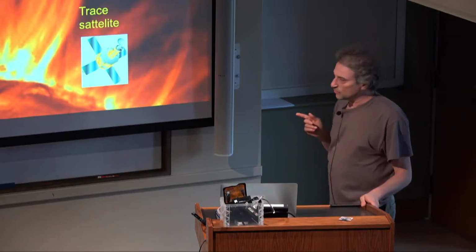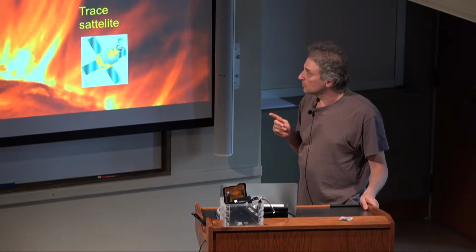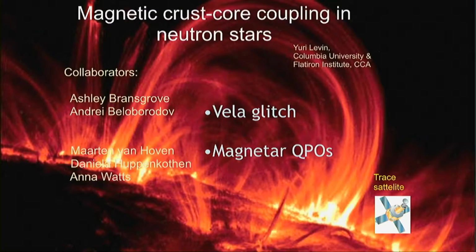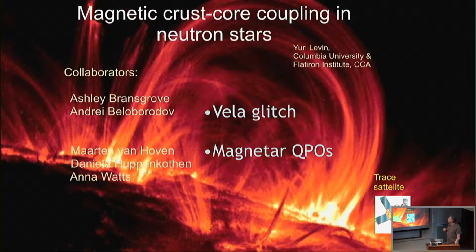There are two topics that I want to discuss. I want to talk about the glitch in Vela, which was recently observed in 2016. I think it's very interesting. And then I want to talk about a subject which is by now quite old. These are quasi-periodic oscillations seen in magnetar flares. It's old, but it's quite dear to my heart, and recently there's been some interesting developments, so I want to tell you about this. Now, I don't know if you can see this beautiful picture of the solar corona taken by the TRACE satellite in ultraviolet. Can you see it? Can you see the picture?